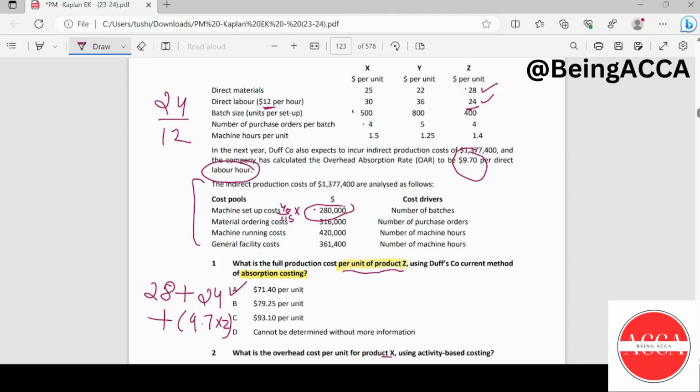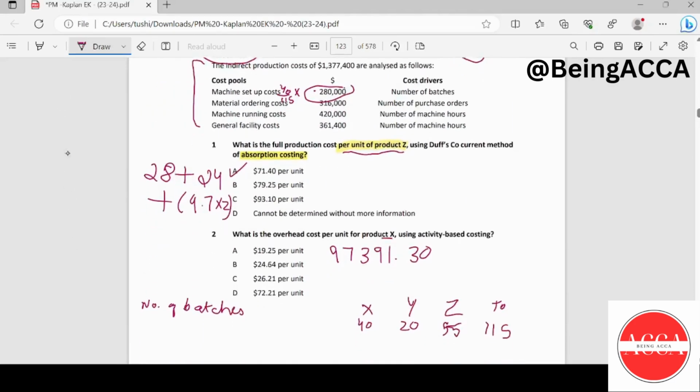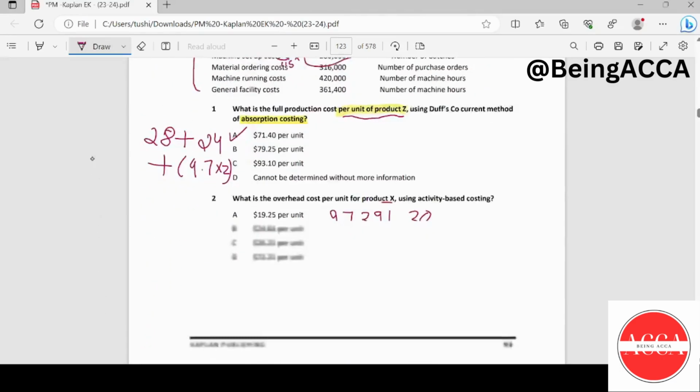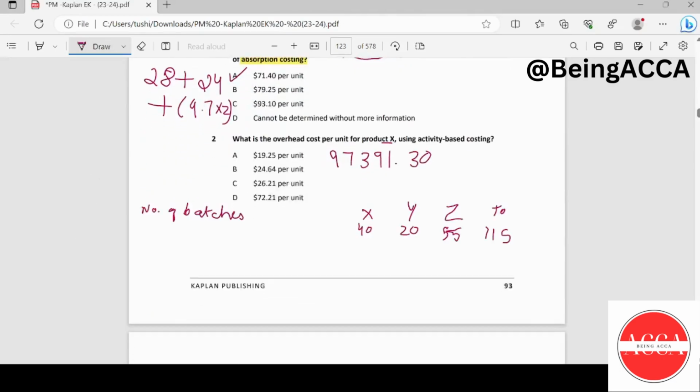Similarly, for material ordering, there are 316,000 purchase orders, and these are the number of purchase orders per batch, right over here, right? So for one batch, there are 4 purchase orders. So, we had calculated the number of batches. So, this is 40 multiplied by 4. These are purchase orders. 40 multiplied by 4 is 160.